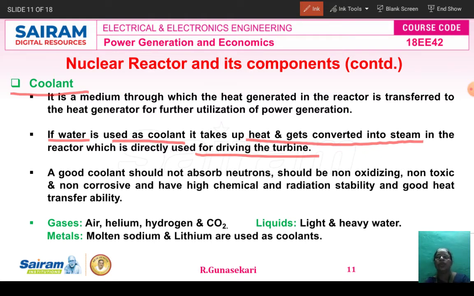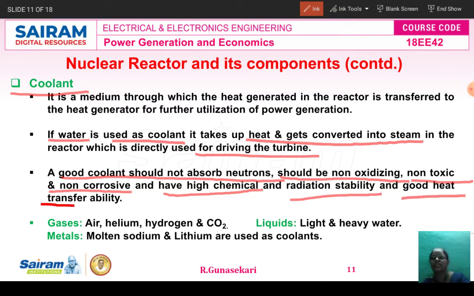A good coolant should not absorb the neutrons, because the control rod only is used to absorb the neutrons. A good coolant should be non-oxidizing, non-toxic and non-corrosive. It has high chemical and radiation stability and good heat transfer ability. These are the properties of a good coolant.